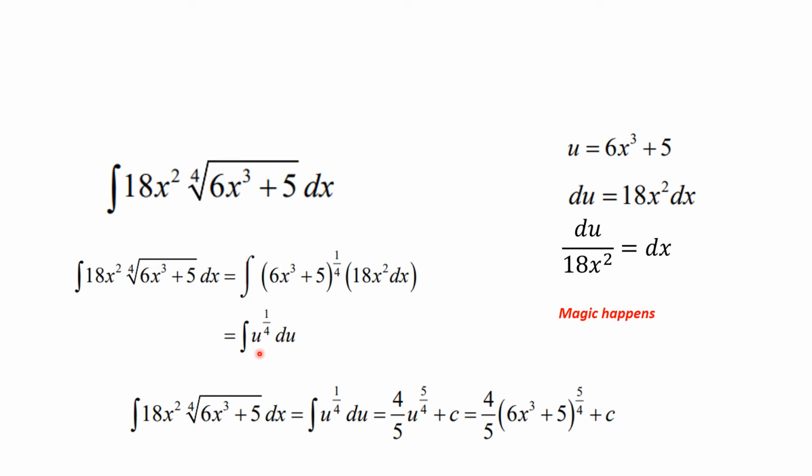When I do all of that substitution, I end up with the indefinite integral of u to the 1/4 du. And that's an easy integral. I add 1 to the exponent and divide by the new exponent. That's going to be 4/5 u to the 5/4 plus c, which is what I've written right here. But then I have to reverse the substitution because u was this, so I change out u for 6x cubed plus 5, put it in here, and here is the answer to the problem.